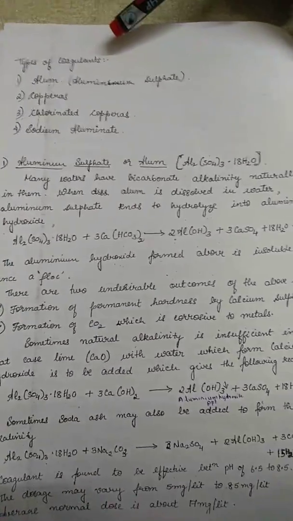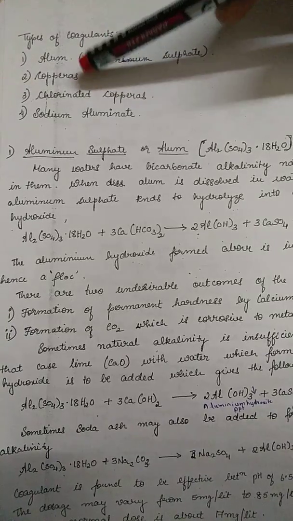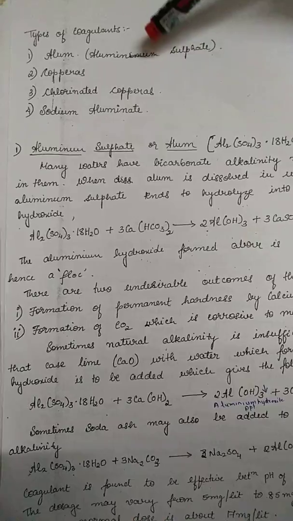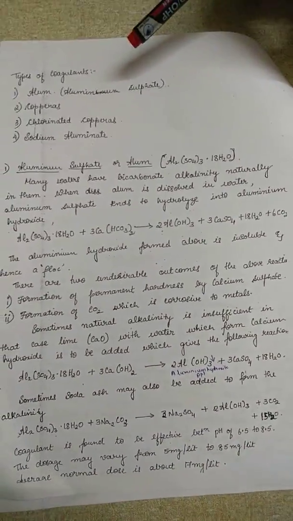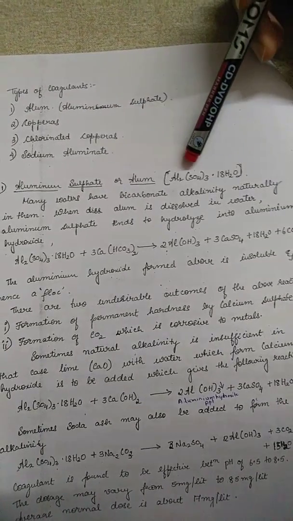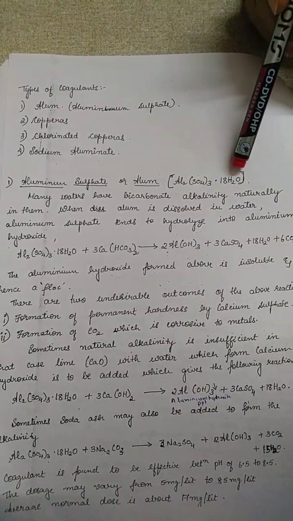Now the types of coagulants that we are going to use are alum, which we call aluminium sulfate, copperas, chlorinated copperas, and sodium aluminate. These are the 4 types of coagulants we are going to use. Now the first one is alum. We call it aluminium sulfate, which has the chemical formula Al2(SO4)3.18H2O.